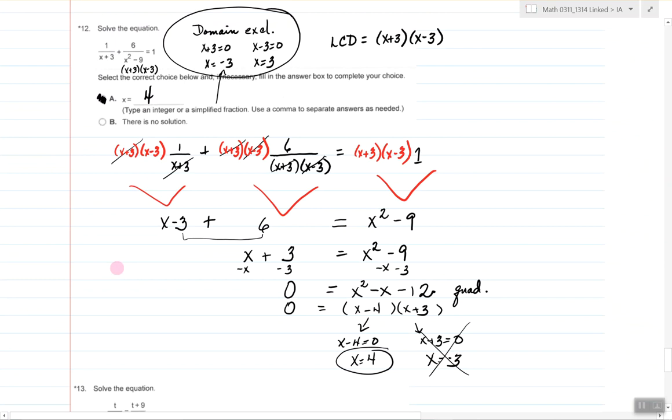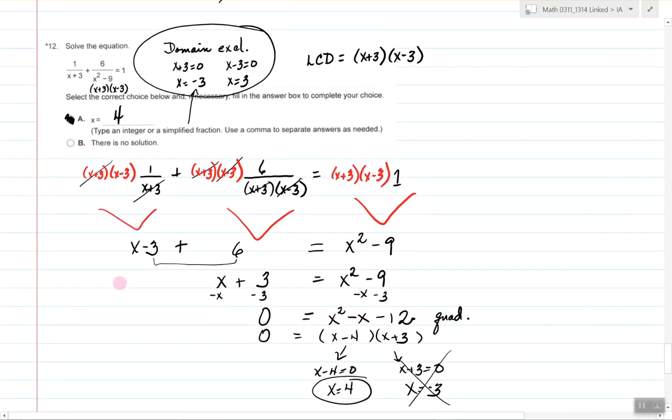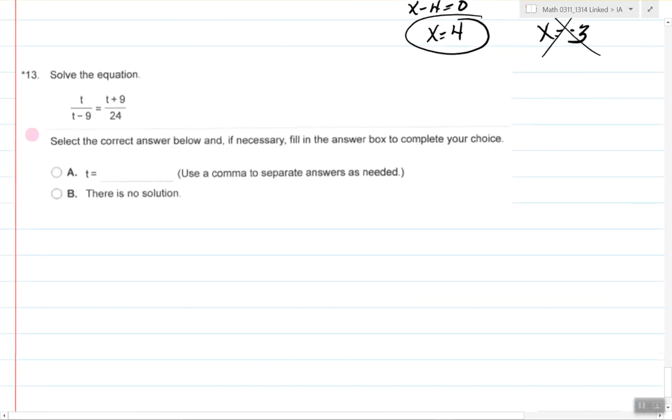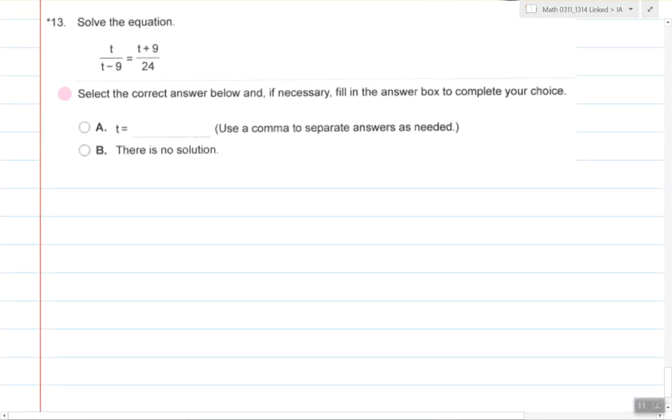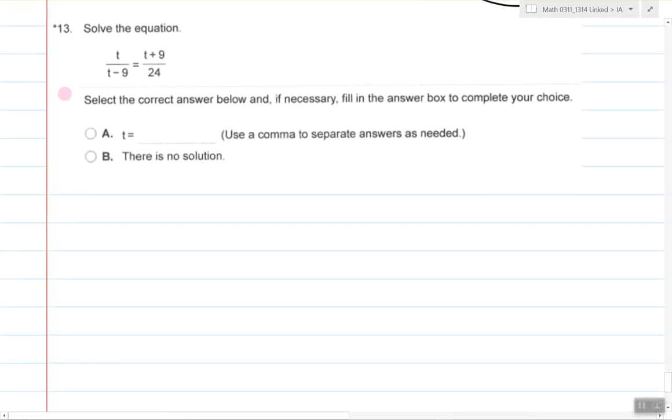So if you look at this, when I solved the problem, I got two solutions, but one of the solutions violated the domain. It was a domain exclusion, so I had to remove it. The only other answer was 4. Let's look at number 13. Oh, it's been a few problems, but we have a proportion.